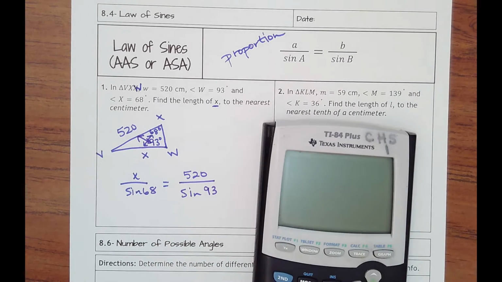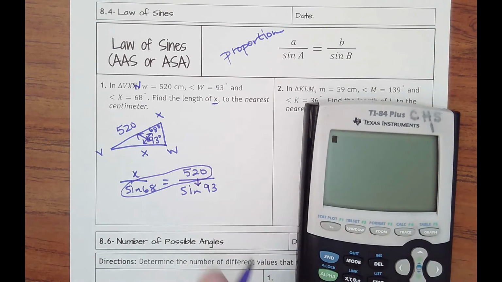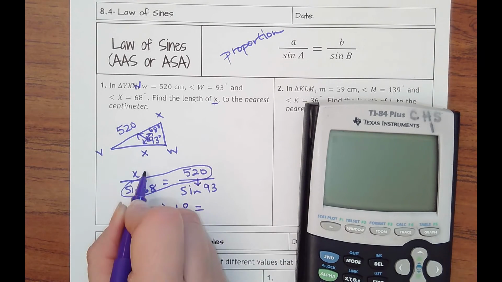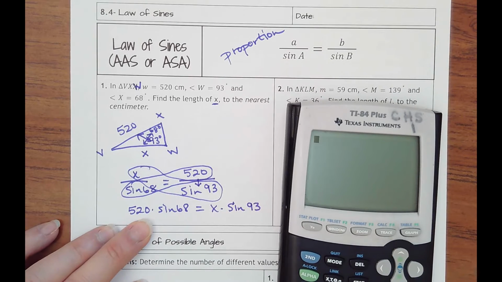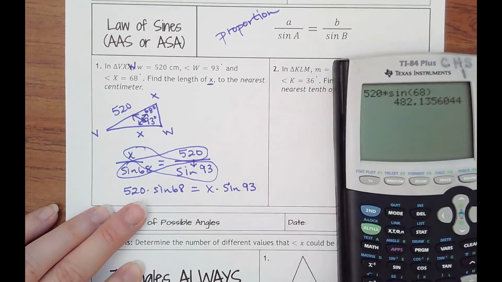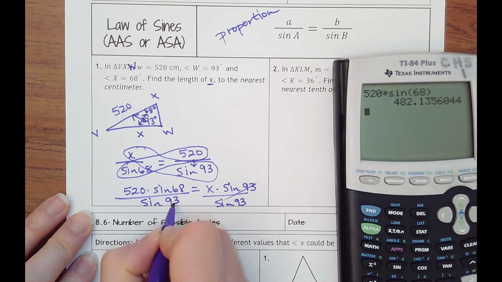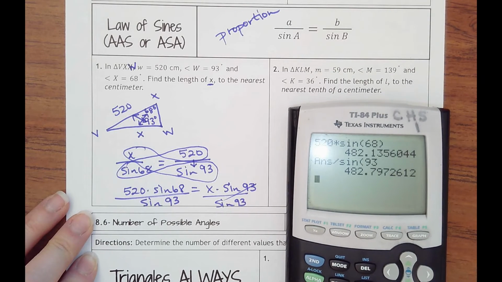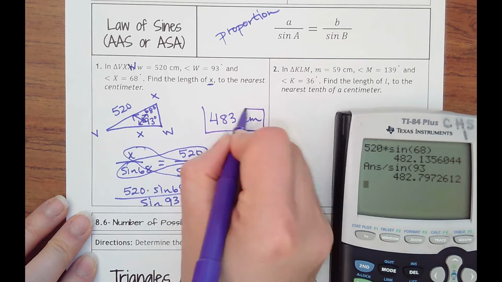And then hopefully you remember with proportions, you're just cross multiplying and then dividing. We're taking 520 times sine of 68, that'll all get a value, equals x times sine of 93. So I'll have 520 times sine 68. See that value? I'm not going to write that down, but then to get x by itself, I'm dividing away the sine of 93 on both sides. And so we get, to the nearest centimeter, 83 centimeters. Seems reasonable since that side was 520.